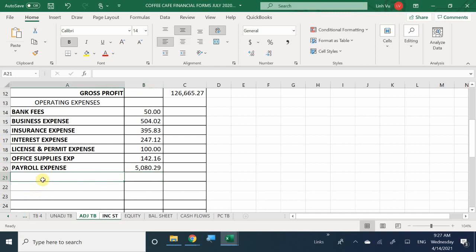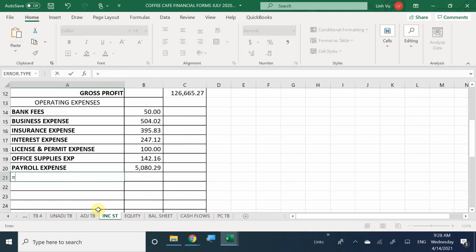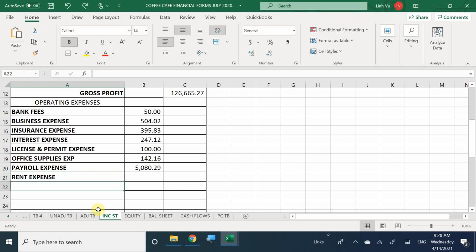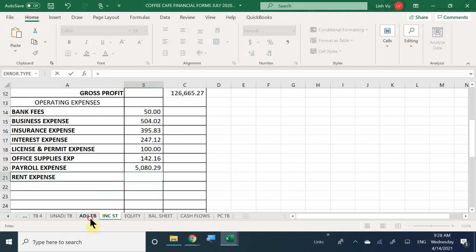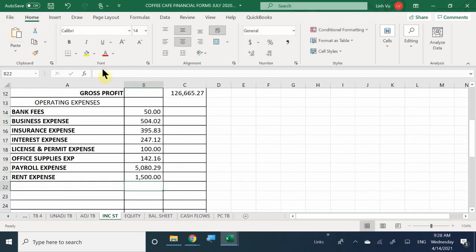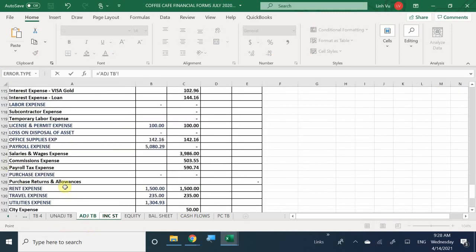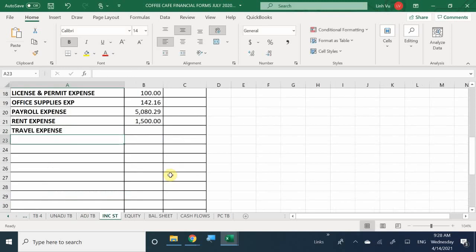What else do we have? Rent expense. Okay, for how much? Oh, yeah, undo that. Okay, rent expense for 1,500. Okay, what else do we have? Travel expense. Yes, we do. For how much?